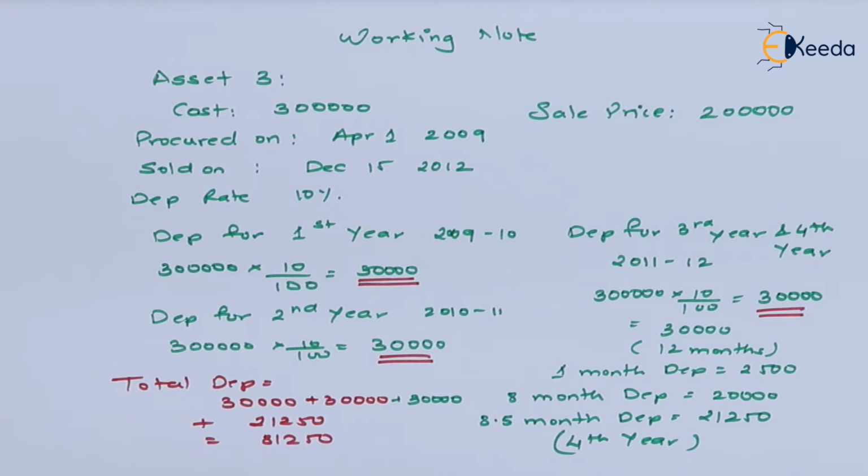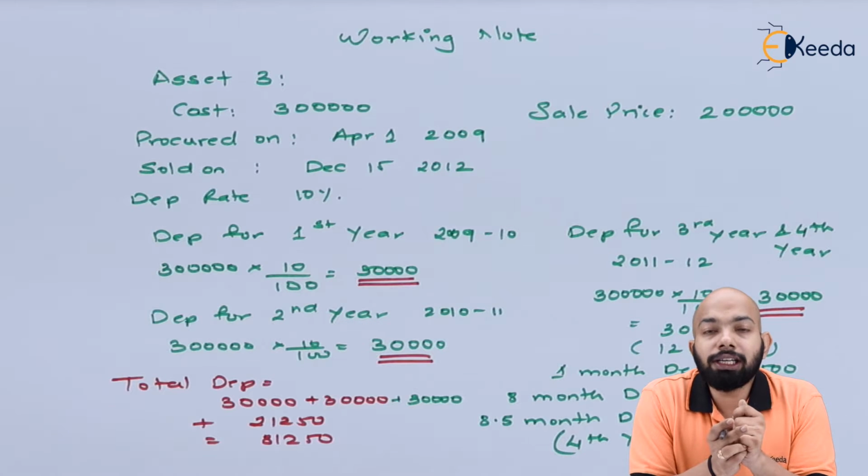For the whole year, that means 12 months' depreciation, you have 30,000. So for 1 month, you will have an amount of 2,500, which is 30,000 divided by 12. So for 1 month, if you have 2,500 as a standard depreciation, for 8.5 months you will have a total of 21,250 as the depreciation amount. That is only restricted to the period of usage.